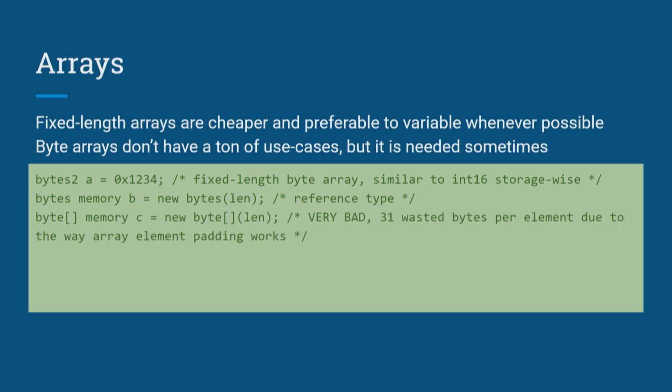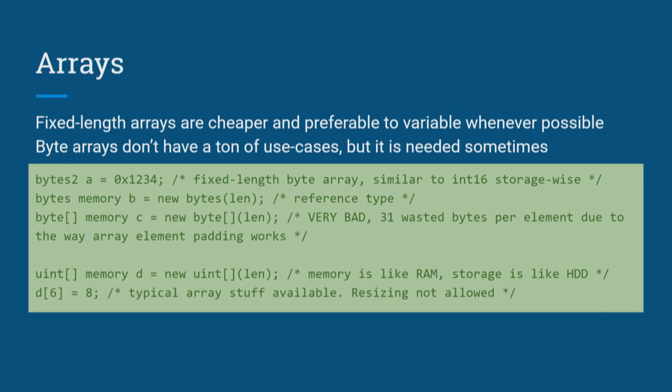This is a variable length array. This is one way you could do a variable length array. This will compile, but it's very inefficient just because of the way that Solidity packs things in arrays. There's some padding. Don't use this last one. And you might just want a variable length array of integers.